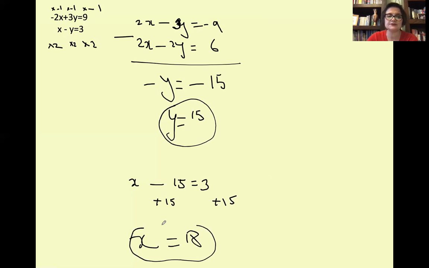These are the solutions of my second variable. So x is 18 and y is 15.